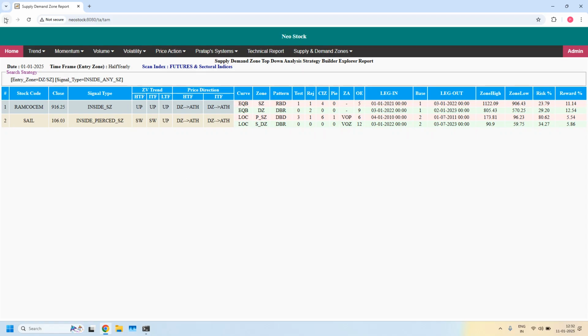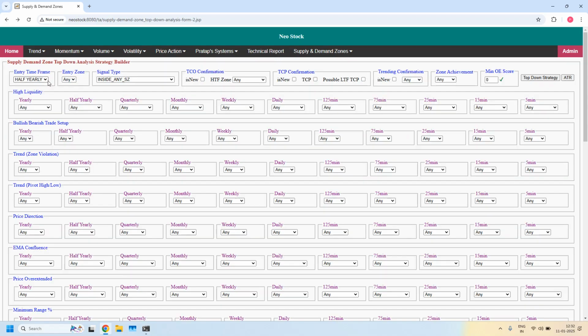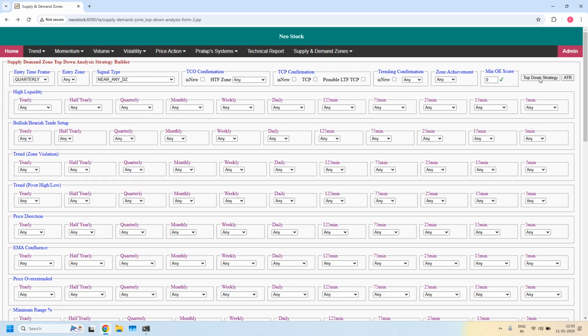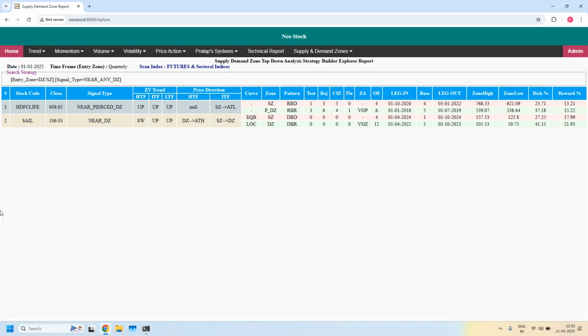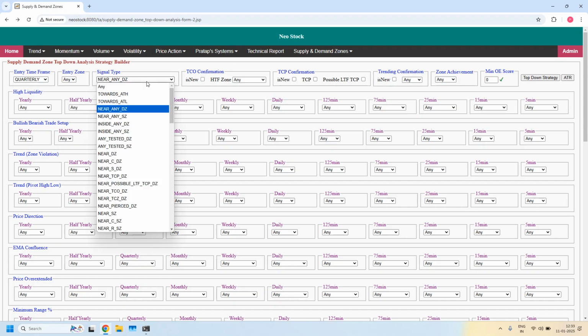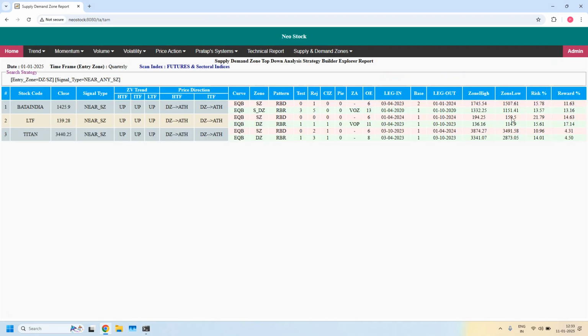Next time frame is quarterly. Stocks near quarterly demand zone. 2 stocks are filtered. Next quarterly time frame. Stocks near quarterly supply zone. 3 stocks are filtered.